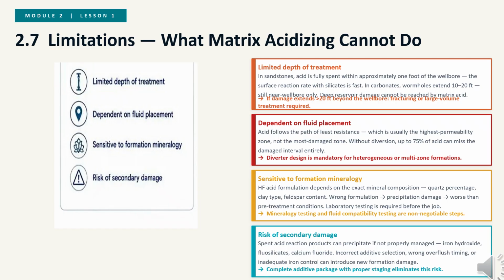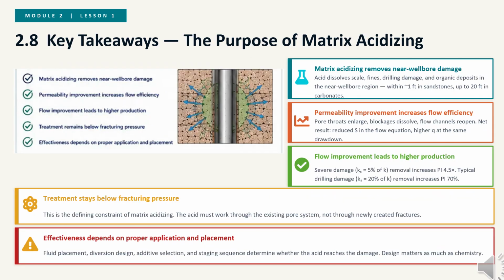So understand this. Matrix acidizing is not easy chemistry. It is controlled engineering. Matrix acidizing removes near-wellbore damage. That is its only objective. Permeability increases because blockage is removed, not created. Flow improves because resistance is reduced. Production increases because the flow equation changes.